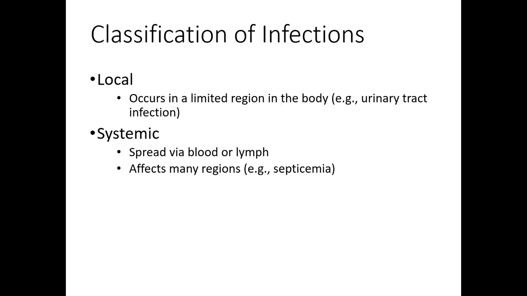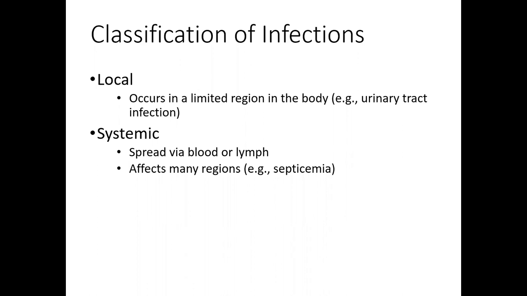Classifications of infections. So we can have a local infection, and local infections are those that cause harm to a limited region in the body, such as an upper respiratory infection that will just involve your lungs, a urinary tract infection, which just affects your urethra, or you could have a simple infection to a wound.